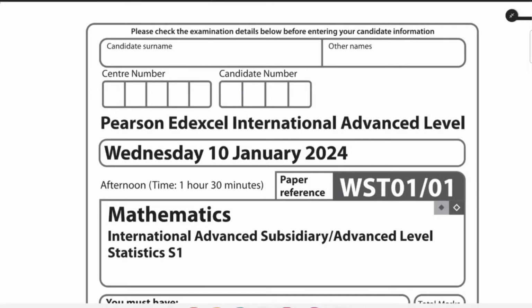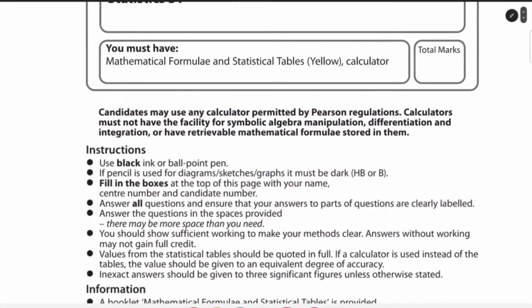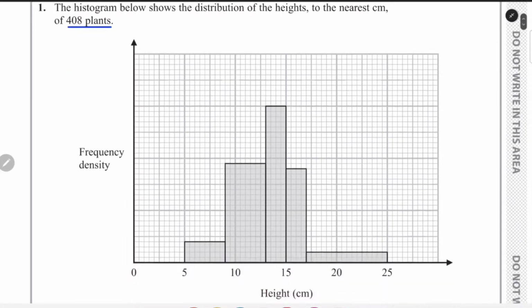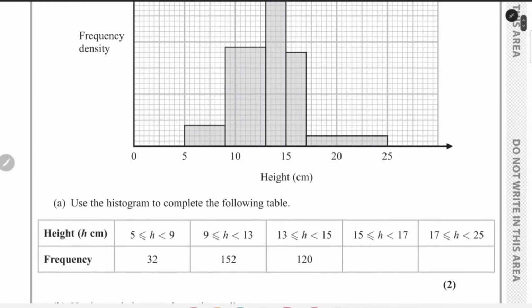In this video, we'll be solving the Pearson Edexcel IAL January paper of S1. So let's get into it. In question 1, it's about a histogram. We are given that the total is 408 plants. So total frequency is 408.